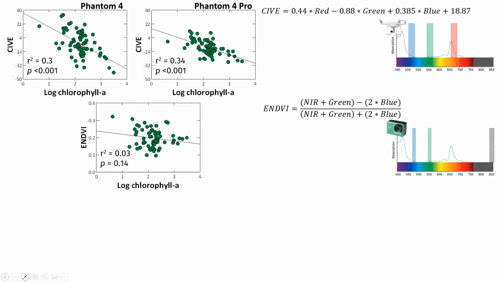On the contrary, we got very poor data from the MAPIR Survey. So this is the best vegetation index for this particular sensor, which is the Enhanced Normalized Difference Vegetation Index, ENDVI. And the correlation is very poor. The data were very challenging to process and very time consuming. So we definitely would not recommend using this sensor for this particular application.